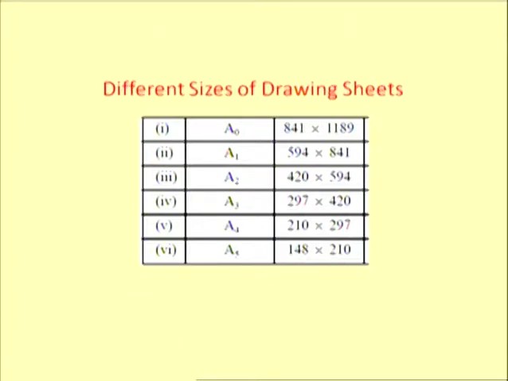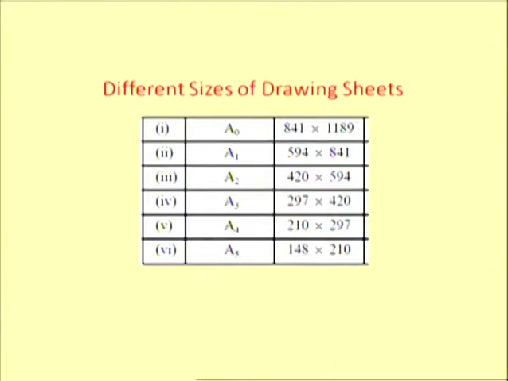The paper which we normally use is A4 size. If you double this, it will become A3. Again you double it, it will become A2. Again you double it, it will become A1. Again you double it, it will become an A0 size sheet.